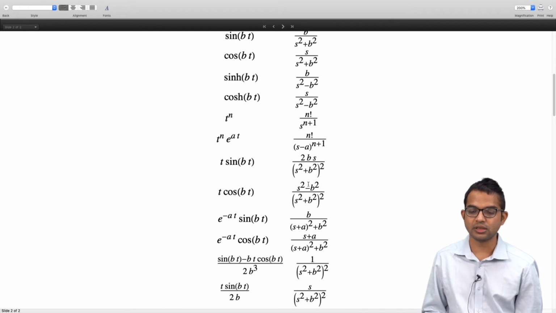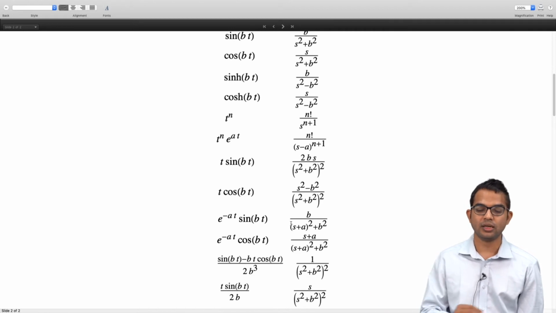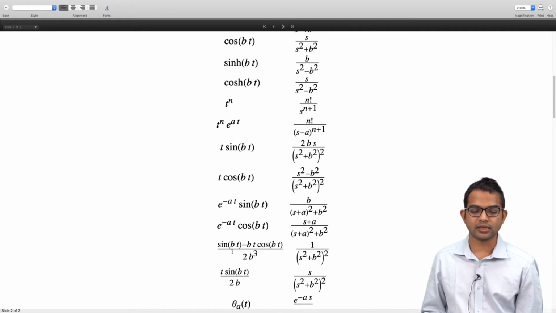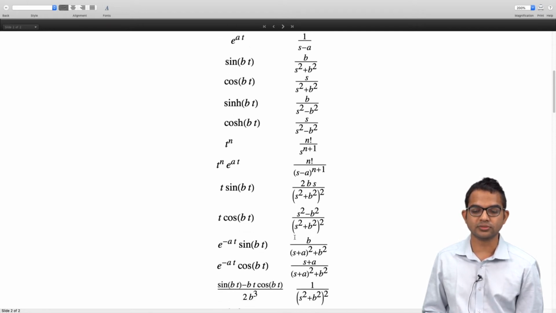Because the forms which appear on the right hand side are standard forms, and when you have this form you should be able to work backwards quickly. And then I also collected sine of bt minus bt cosine of bt, divided by 2b cubed. The Laplace transform of this is of this form, 1 over s squared plus b squared the whole squared, right? So you see that on the right hand side you get all these standard algebraic forms, right?